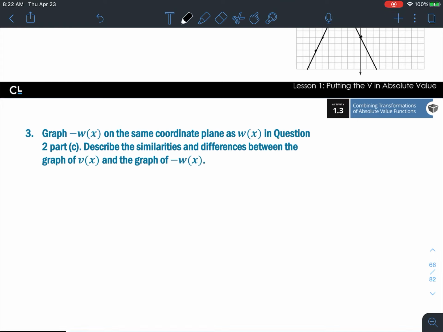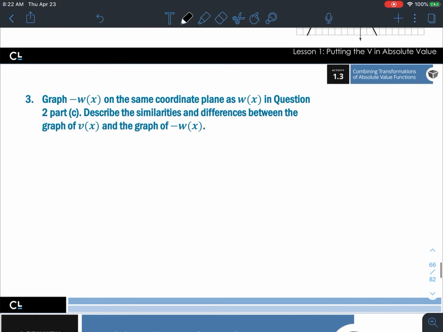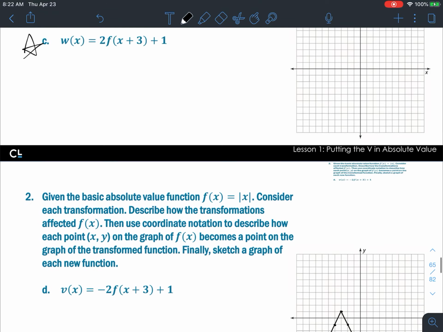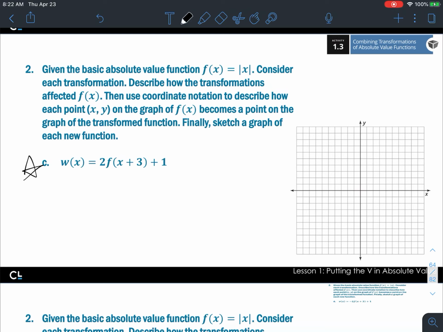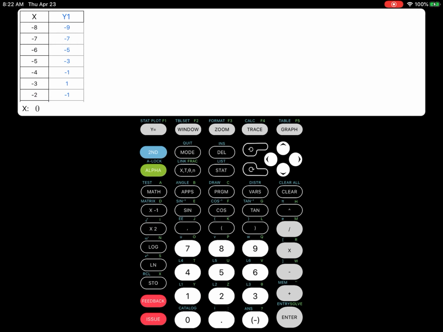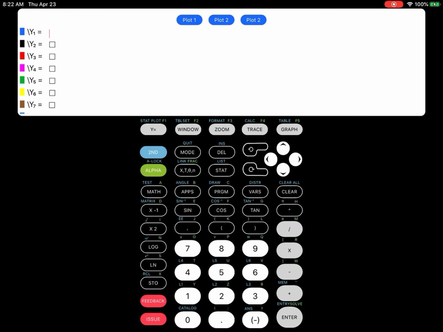Alright, now we are on to number 3, which is asking us to graph negative w(x) on the same coordinate plane as w(x) in question 2, part C. So now you're getting a little lucky. We're going to do number 2 together, so that you guys can do the opposite on that as well. So let's go back here. We'll type this in, clear that out.